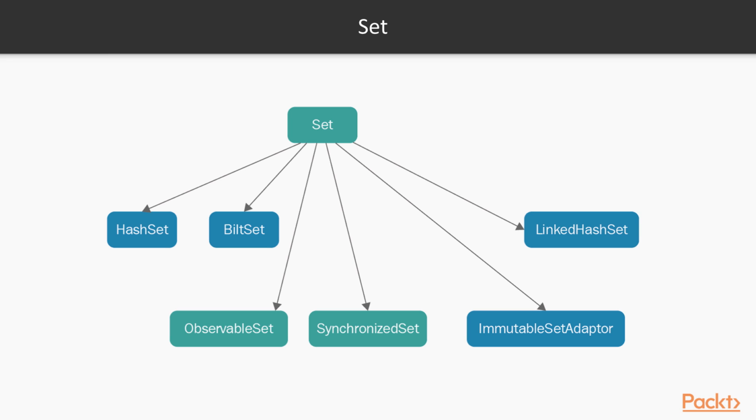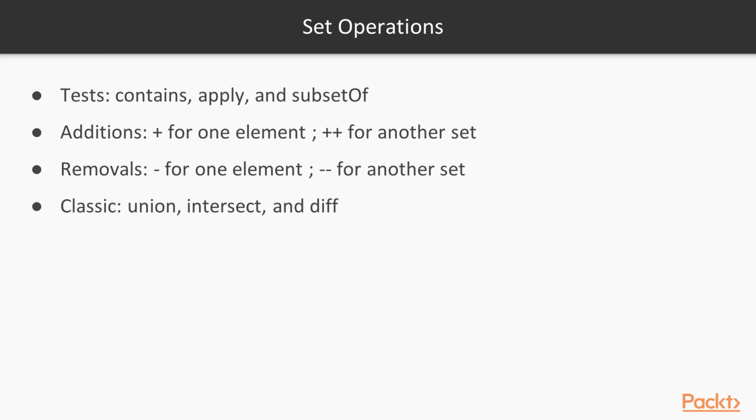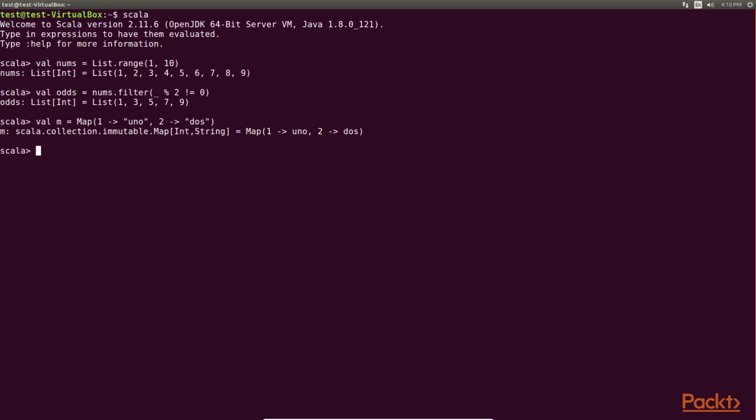Next is set. A set is a collection of unique elements. Its behavior is similar to the Java set. Operations on sets fall into four categories. Tests. That has contains, apply, subsetOf. Additions has plus one element and plus plus another set. Removals that are minus one element and minus minus another set. Classic contains union, intersect, diff. We can create it without importing it. Let's do that. An immutable set is created using this collection.